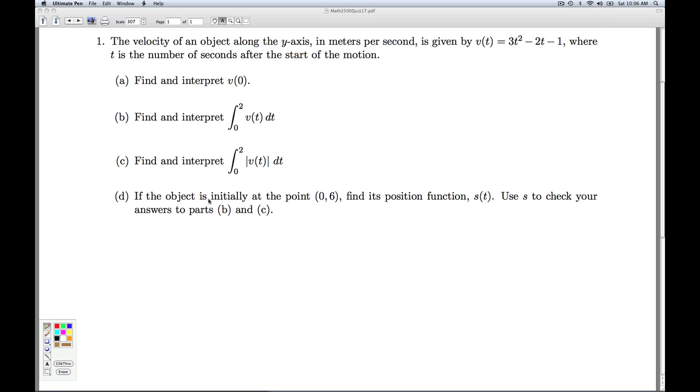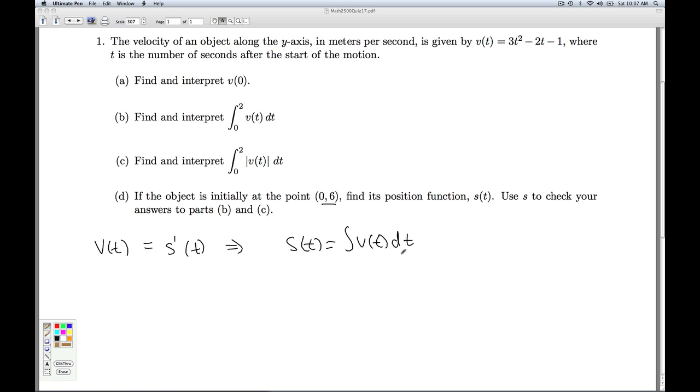Okay, part D. If the object is initially at the point 0, 6, find its position function s of t, and use s to check your answers to parts B and C. So as we mentioned before, the velocity is the first derivative of the position. So that means that the position can be recovered by integrating the velocity.